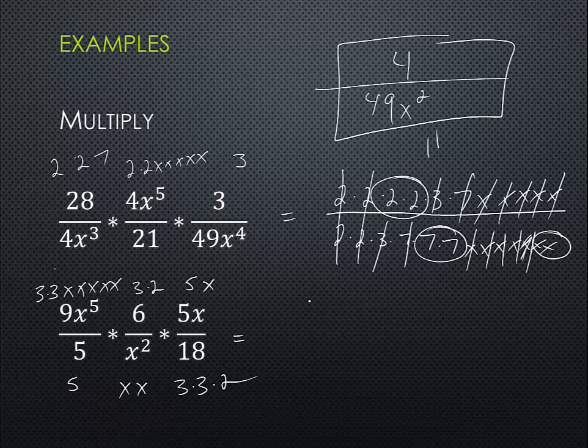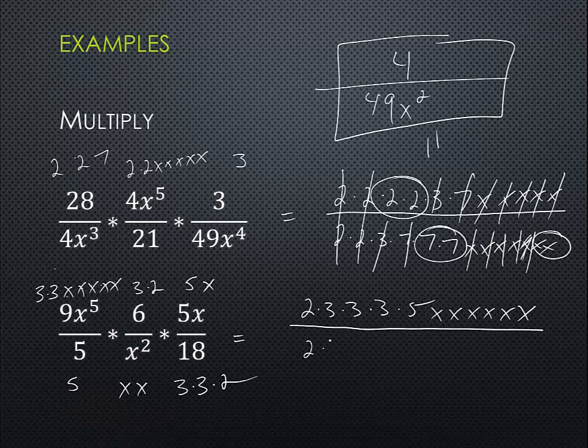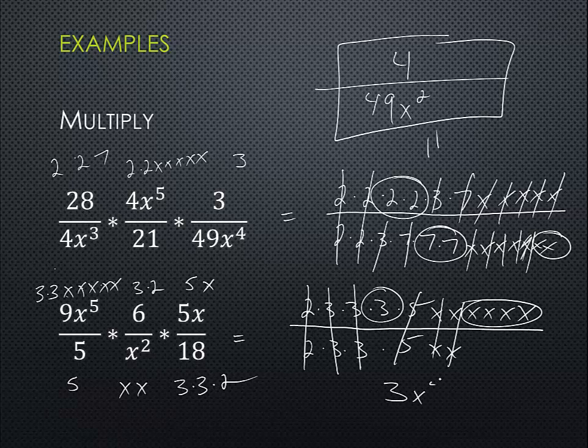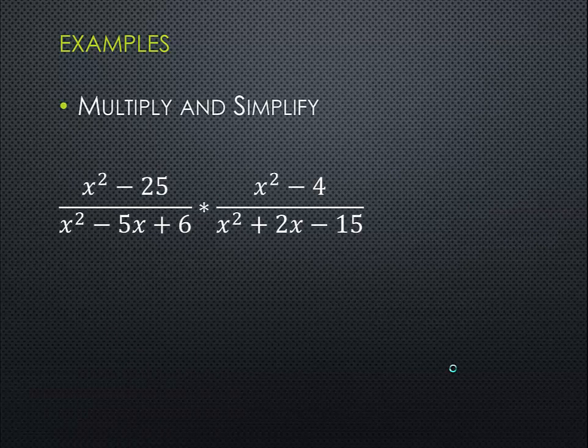So we're going to have a 2 times 3 times 3 times 3 times 5 and 6 x's, over 2 times 3 times 3 times 5 and 2 x's. Now we cancel. 2's, 3's, 3's, 5's, and 2 x's. So what's left? 3 x to the 4, because nothing else is left. That's your answer. Moving on.